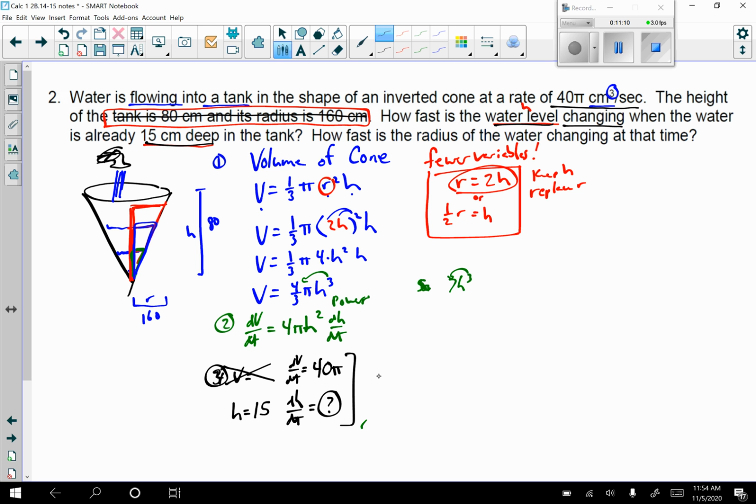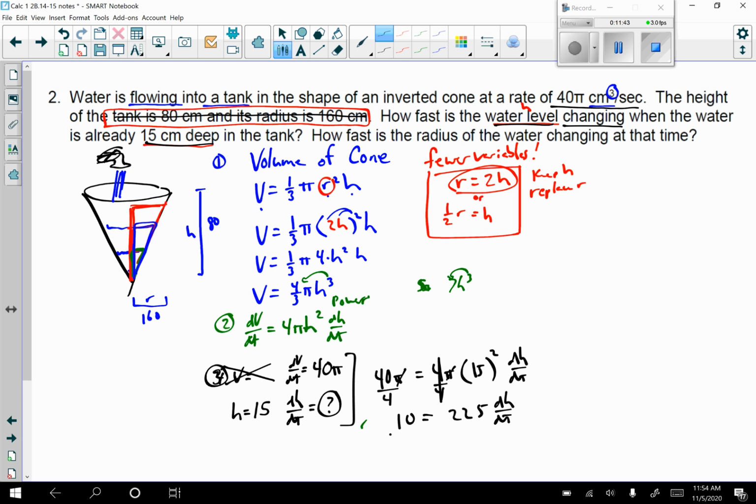Let's just go on. dV/dt is 40 pi equals 4 pi. H is 15 squared, and solve for dH/dt. Basically, we're going to divide by all this stuff over here. But you can clean it up first to make the division easier. Use your calculators too. But what I see here is there's a pi on both sides. Cross it out. Maybe just do one piece at a time. Divide by 4 first. So 10 equals, and 15 squared is 225 dH/dt.